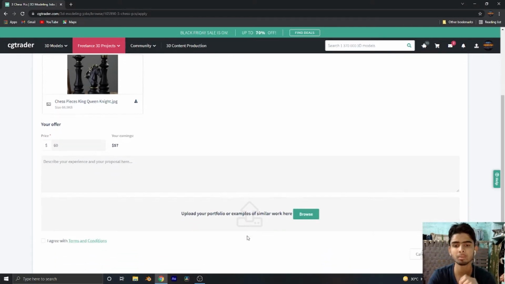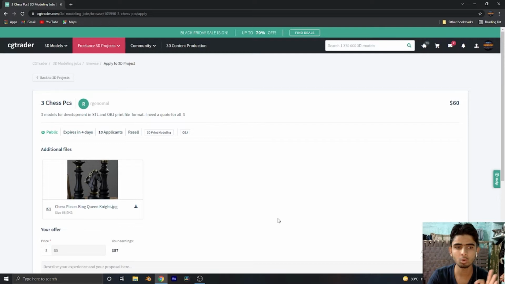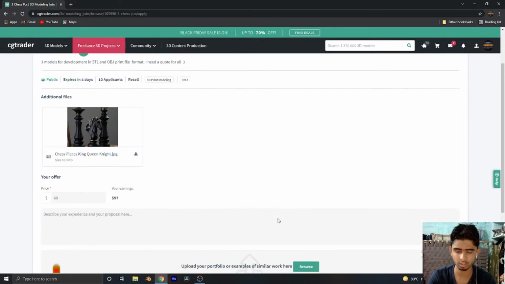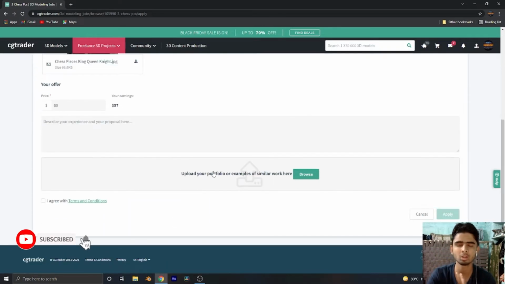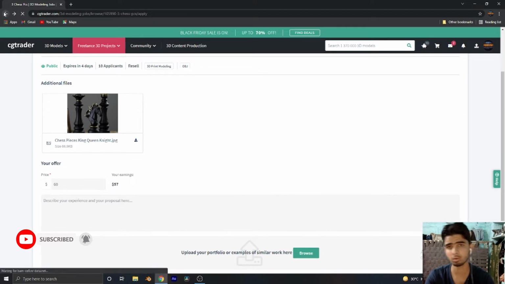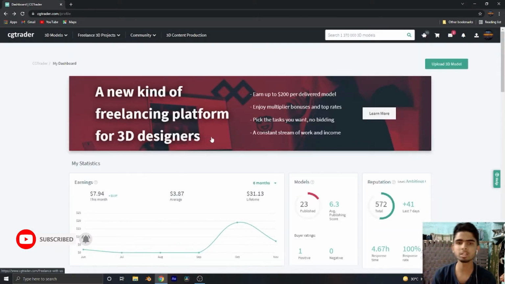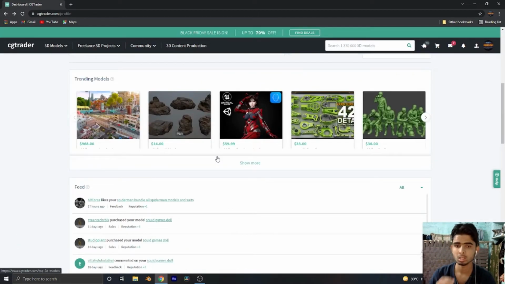And you can also attach files like images and a sample file for the customer who wants this project. So there are lots of easy ways to make money from here. CG Trader provides you 70 to 80% royalty for your project, as per your points.